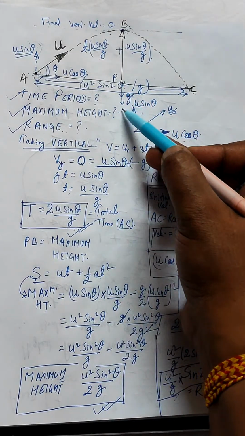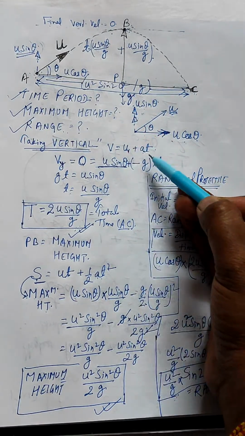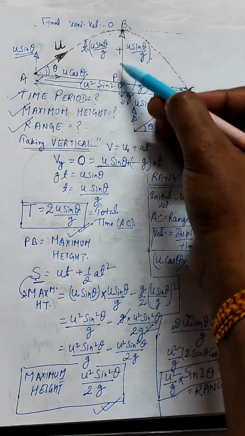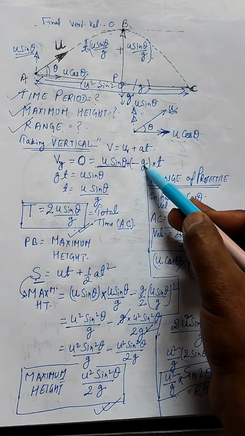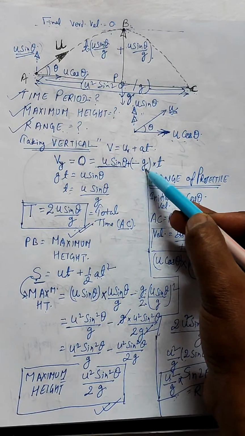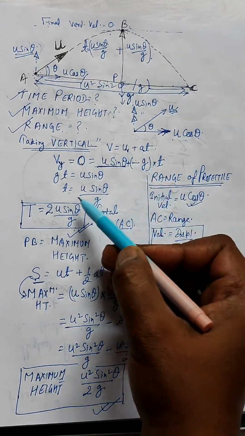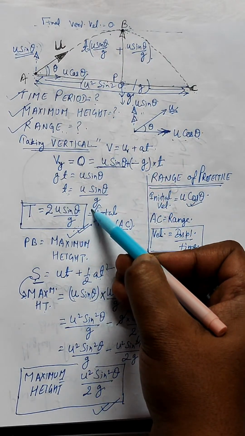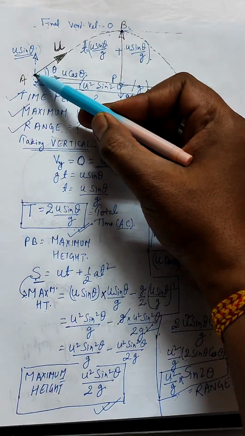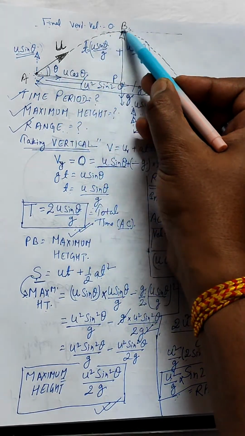Since acceleration due to gravity is acting downward, for the vertical movement, g will be acting in the negative direction, minus g, right? So minus g into t. From this we get t as u sin theta by g. So u sin theta by g is the time taken for the projectile for traveling from A to B.